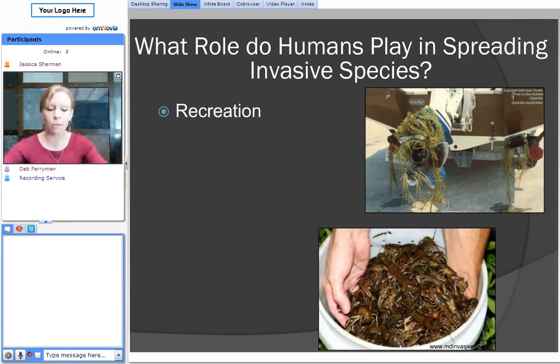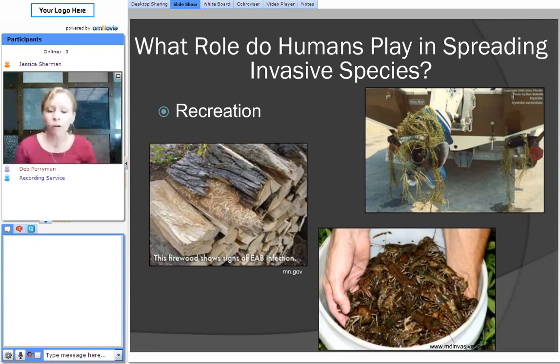But people were collecting them and selling them at bait shops, and they were being purchased and then released into areas around the Great Lakes, and they've become an established invasive species. We also see through recreation the transport of invasive species in firewood.